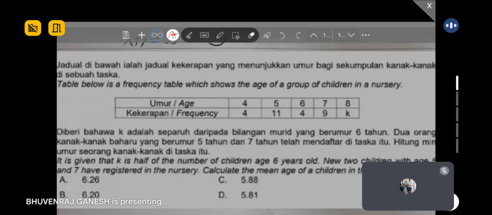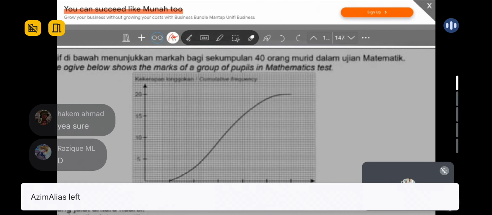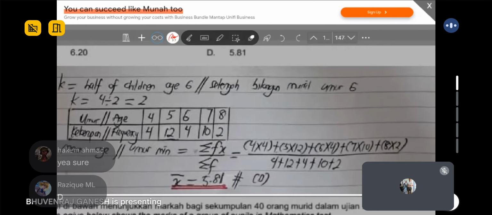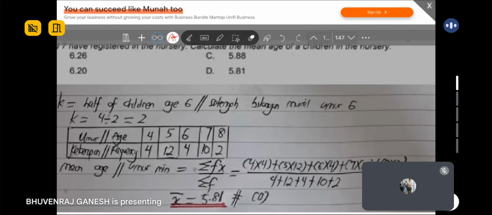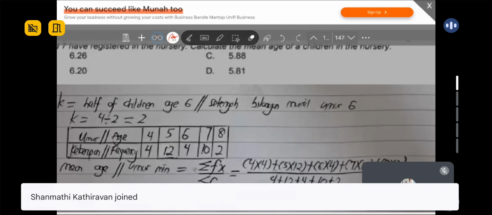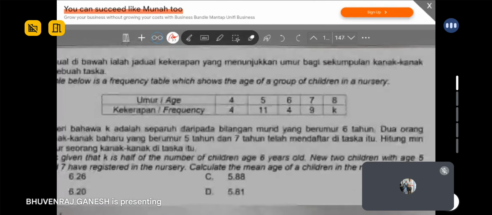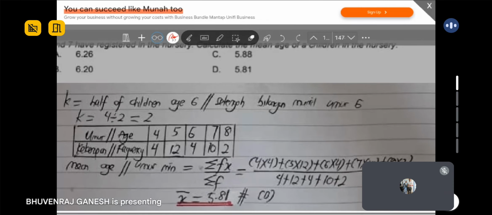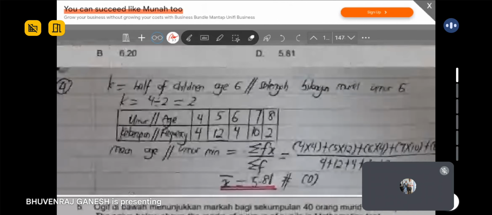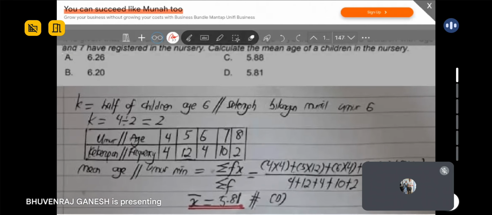Okay, yes, the answer is D, guys. Okay, so how to get D? Okay, like this. So you just need to use the formula hasil tambah fx bagi hasil tambah f. Okay, sum of fx divided by sum of f, press calculator. Then you get the answer. Okay, so you just need to multiply all the values in the table only. That's all. All right. Okay, so one or two questions, guys. Satu atau dua soalan ni.